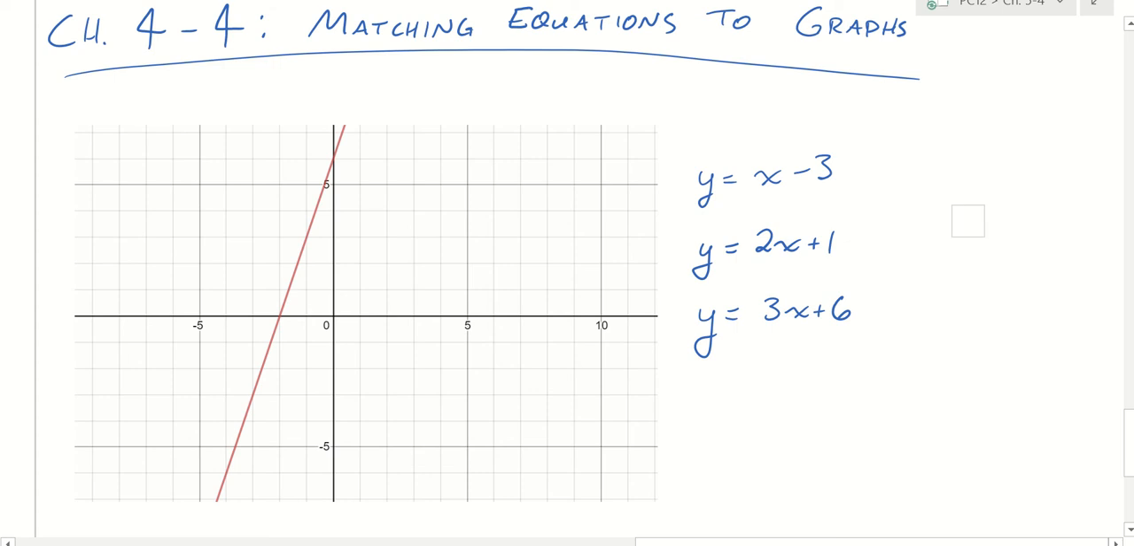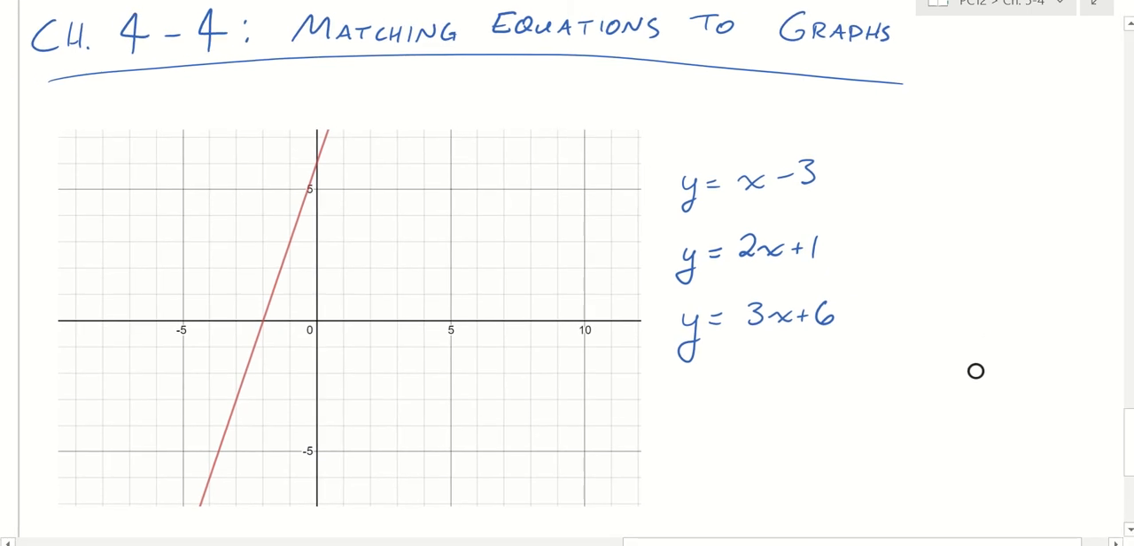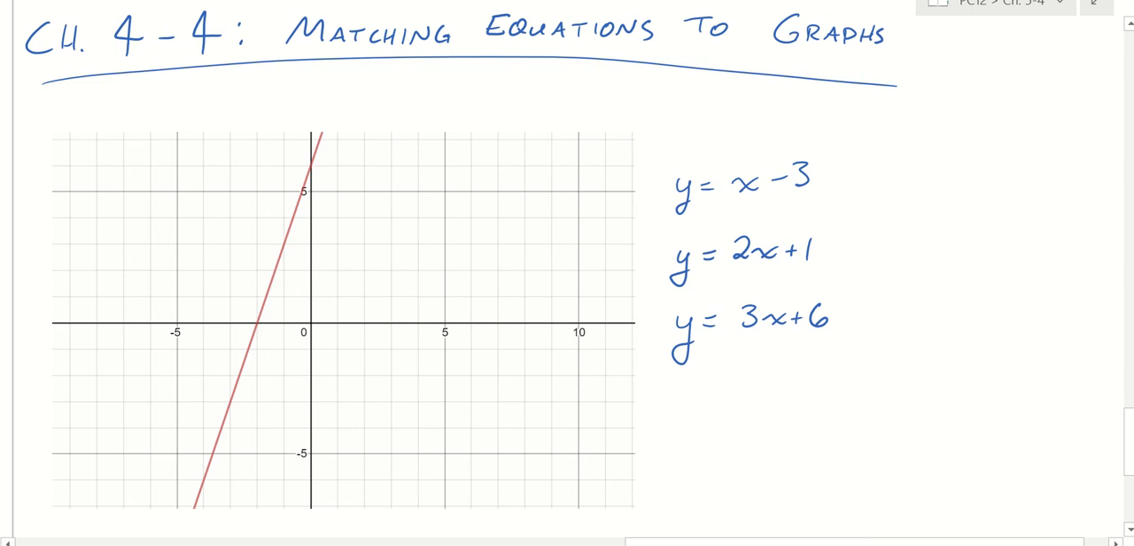All right, so in this video we are on lesson 4. We'll skip lesson 3 just because we can't do all of the content of this course or even of this chapter. There's simply not enough time. So we'll do chapter 4, lesson 4, matching equations to graphs.